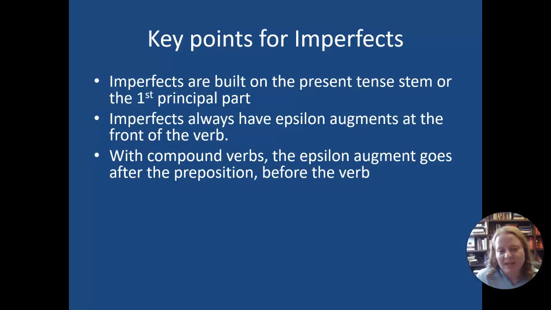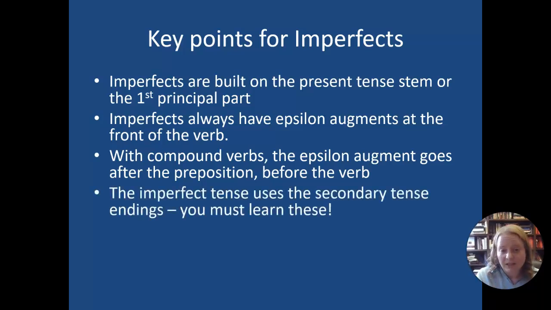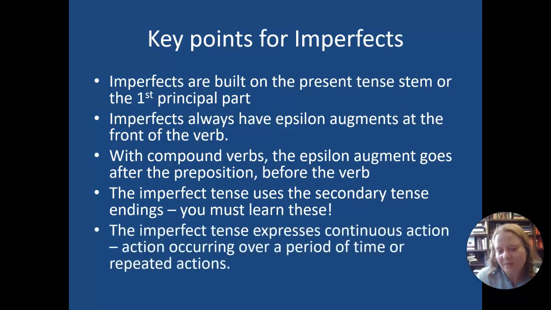With compound verbs, the epsilon goes after the preposition but before the verb, so be sure you look there. Imperfects use the secondary tense endings, and so you want to learn these especially for the present, but as you can see, you really only need to learn one in the active, and for the imperfect active, you don't need to learn all of them. And then the imperfect tense expresses continuous action or action that occurs over a period of time or action that is repeated. This is a slightly longer video, but it covers 2 chapters at once.